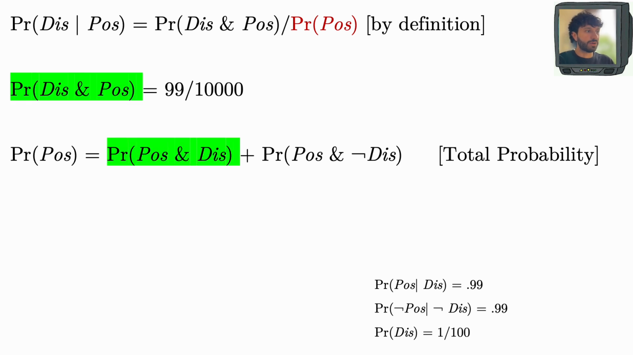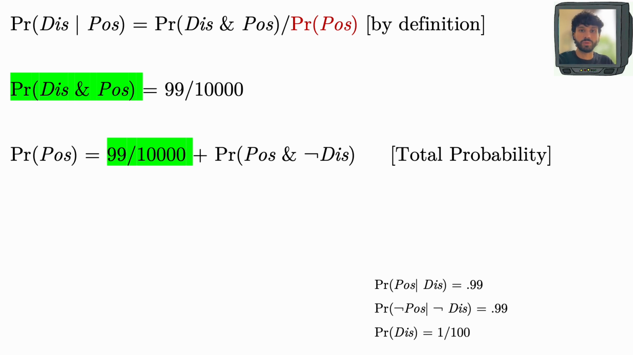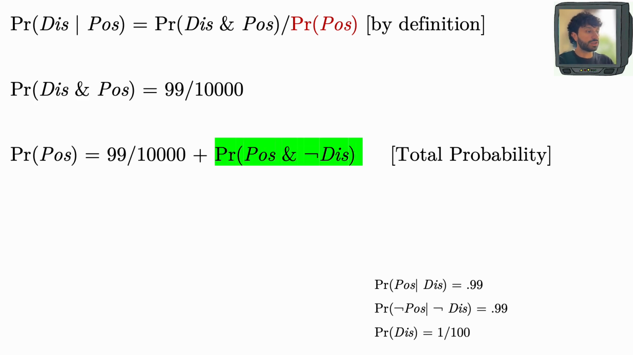We already found out earlier what the probability of testing positive and having the disease is. It's 99 over 10,000. So we can just replace that with what we know. Now let's try to find out what the probability of testing positive and not having the disease is. Right? This is not a conditional probability. It's the conjunction of both testing positive and not having the disease. Well, this is going to be a little bit more complicated. Let's do our trick again of expanding. But in this case, it's not really obvious how you're going to do it.